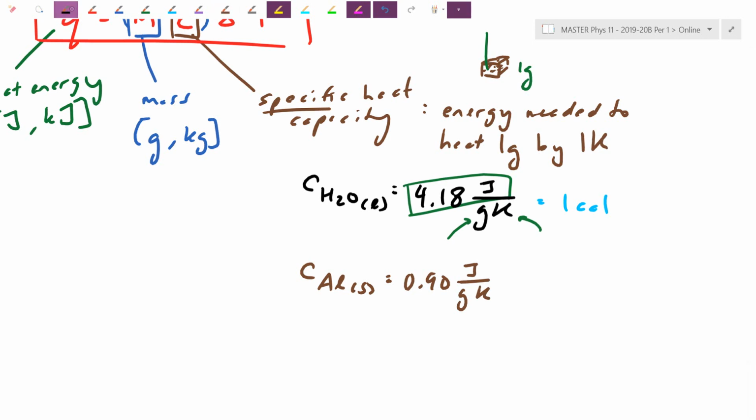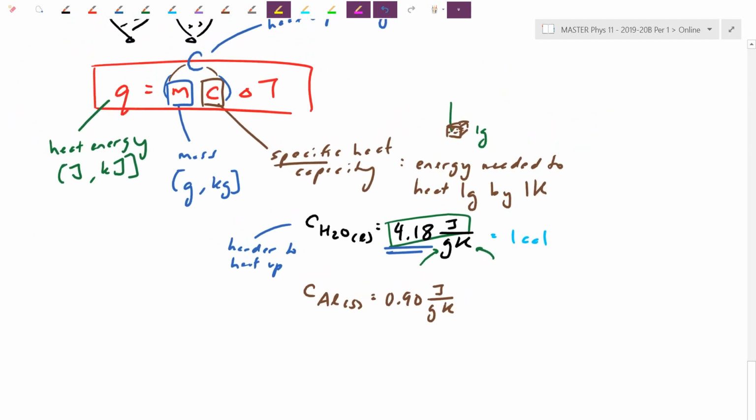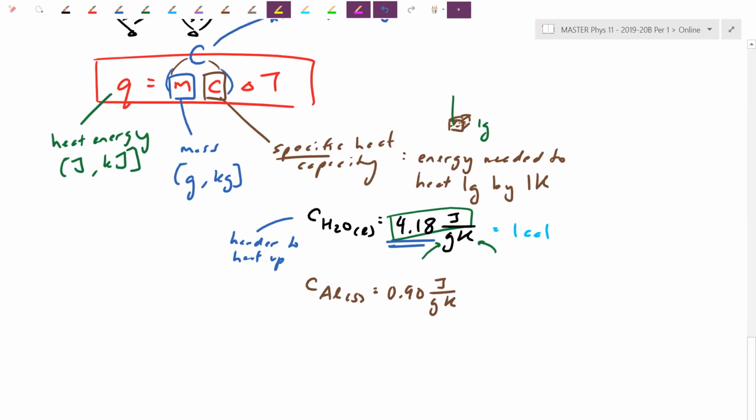If you take a look at the number here, the bigger the number, it's trying to tell you that more energy is needed to heat up that same gram by the same degree. Water, as compared to aluminum, is harder to heat up. So the material will always have a specific heat capacity. The higher the number is, the more energy is needed to heat up that 1 gram by 1 degree. So it's even harder to heat up here.